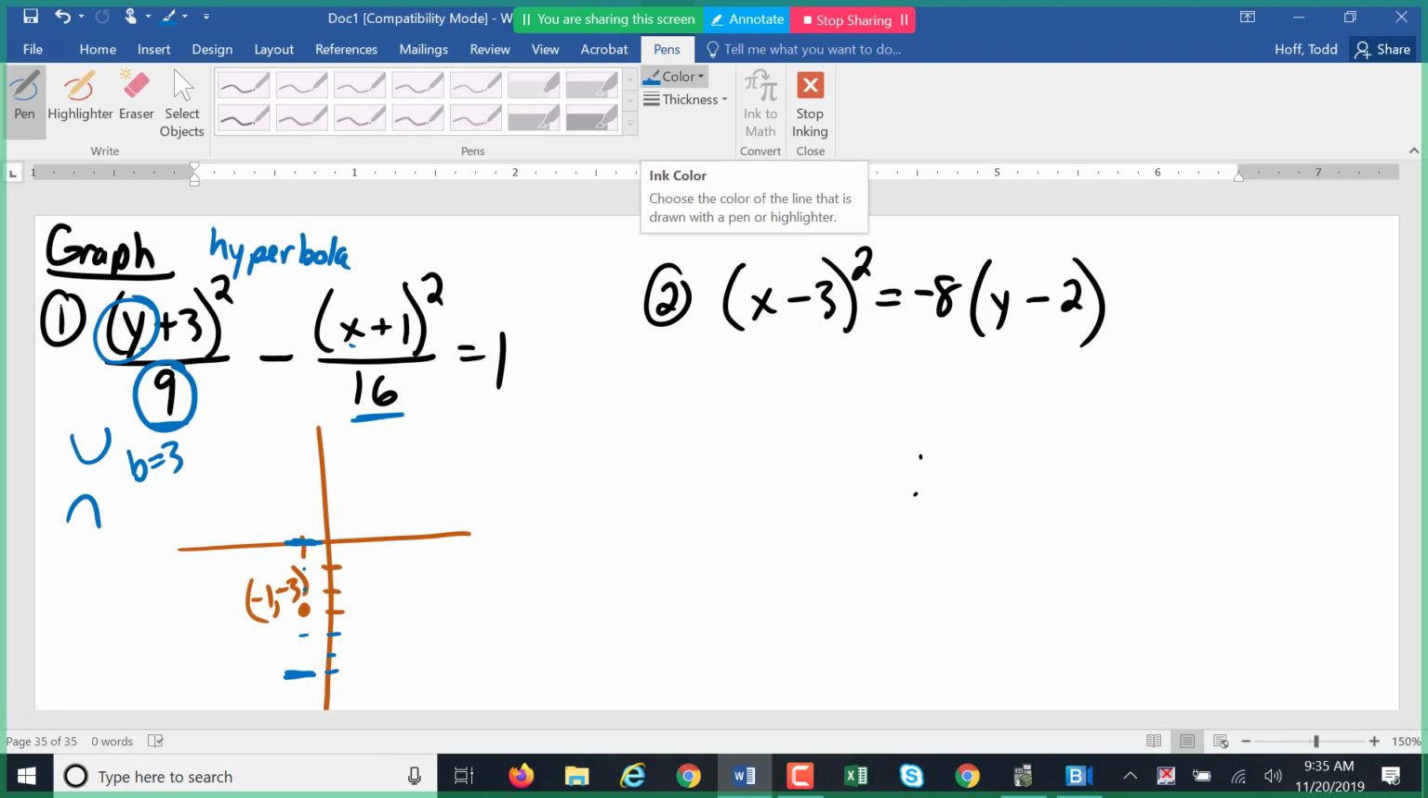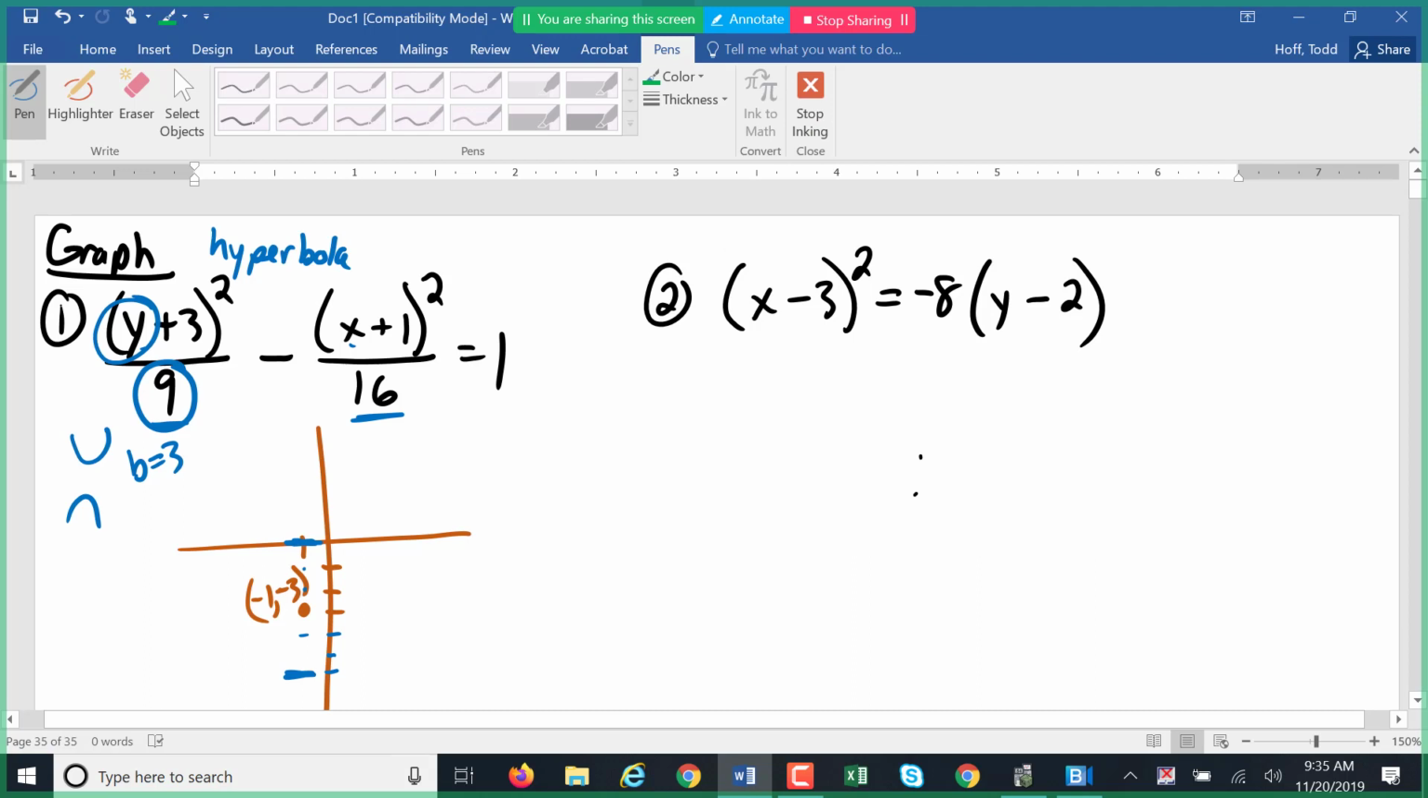Then for the x, that's over 16. That's a squared, so that means a is 4. So from that center point, we go 4 units to the right and 4 units to the left. That completes the box that we use to graph this hyperbola.